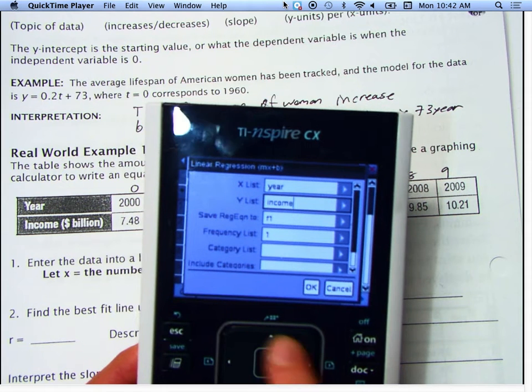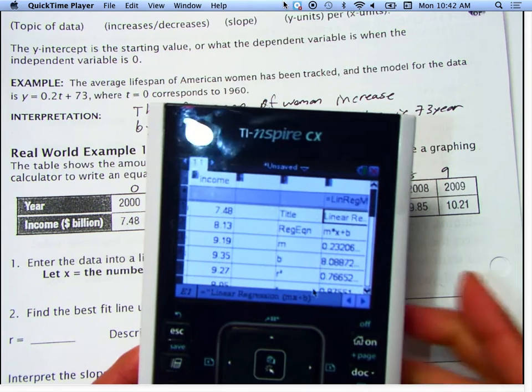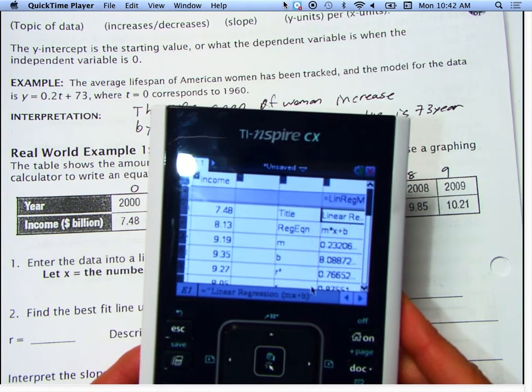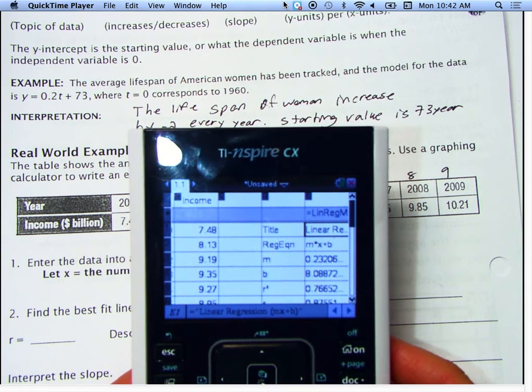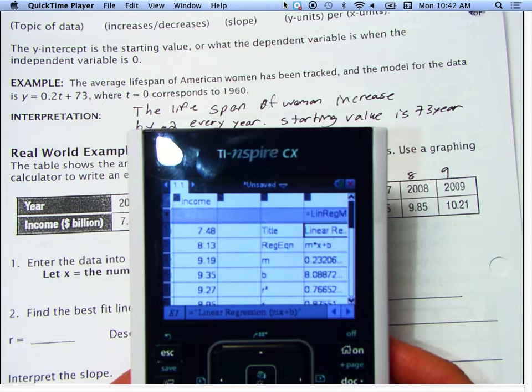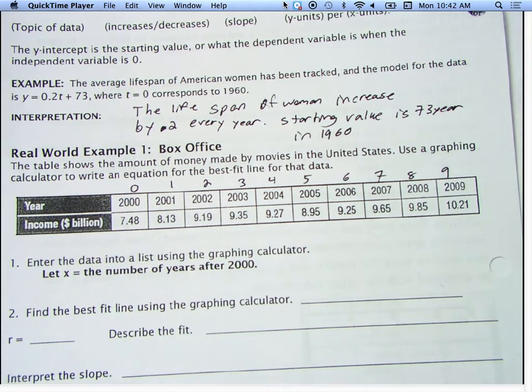Okay, and then I'm going to hit OK. And all this stuff comes up. Yeah. I'm getting a syntax error, variable not defined. Can you bring it up? Spell it. Yeah. Okay.